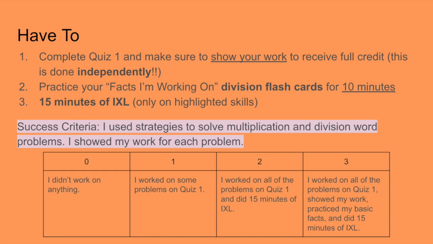And your success criteria is: I use strategies to solve multiplication and division word problems, and I showed my work for each problem. In order to get a 3, you need to say that I worked on all the problems on quiz 1, showed my work, practiced my basic facts, and did 15 minutes of IXL.